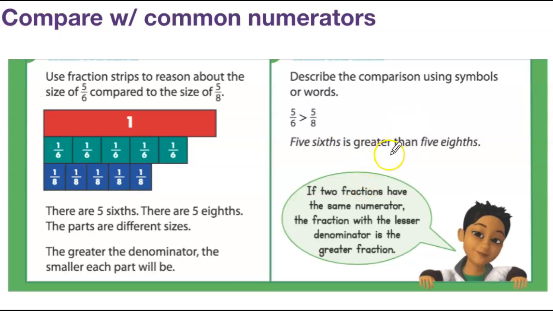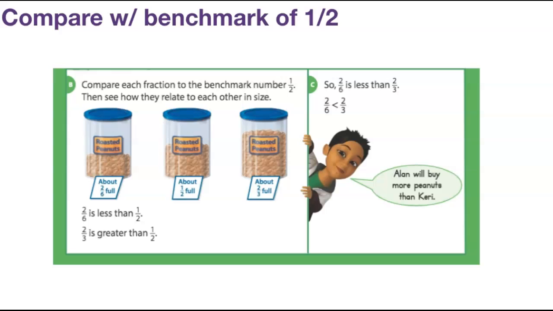Next way that we can compare numbers, we can just use the benchmark of 1/2. So where does it fall on the 1/2 line? So 2/6 versus 2/3. Now, I could go back to our visual of, if you remember, all the tiles put together, but I can also just get the idea here with a number line. So here's my halfway mark. And where would 2/6 be? Well, I know if this is 3/6, that's the halfway mark. So 2/6 has to be over on this side.